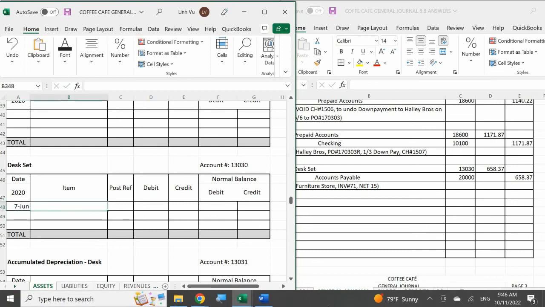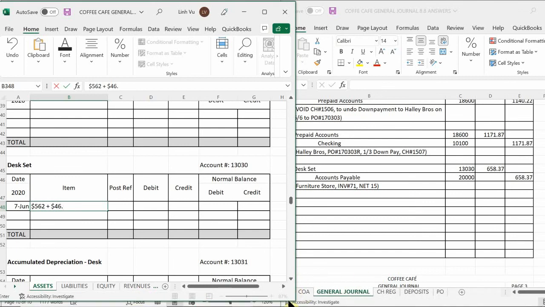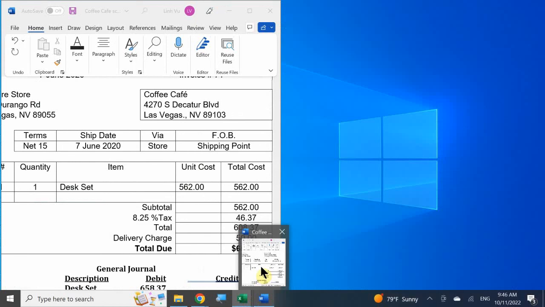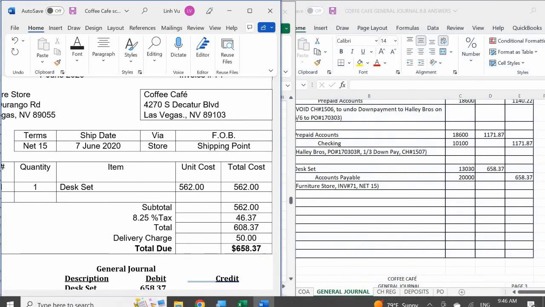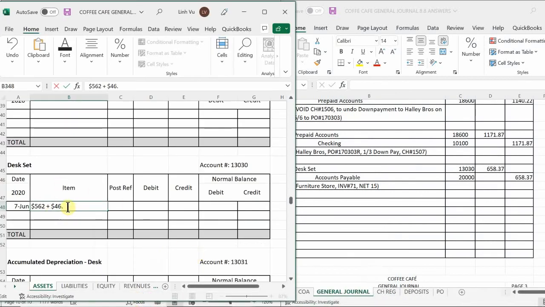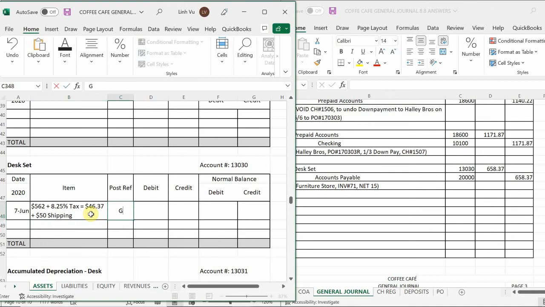It is the 7th. We purchased it for $562, plus $46.37 for tax (8.25% tax). Okay, which gave you $46.37 plus $50 shipping. Okay, that is what gave you the result of $658.37.